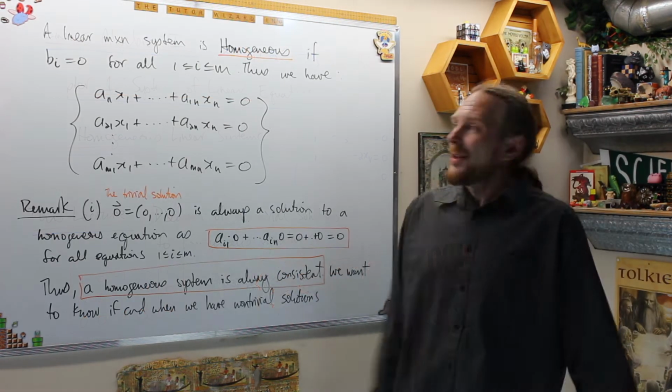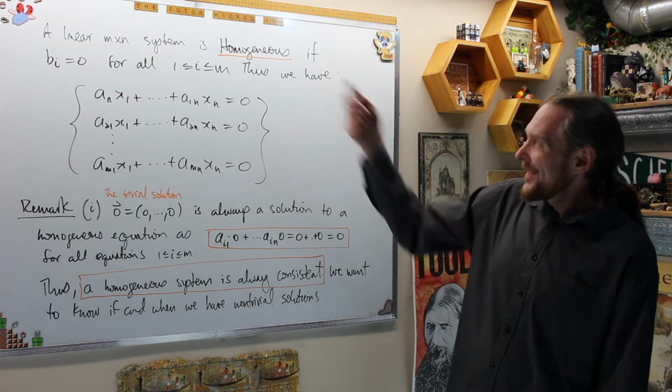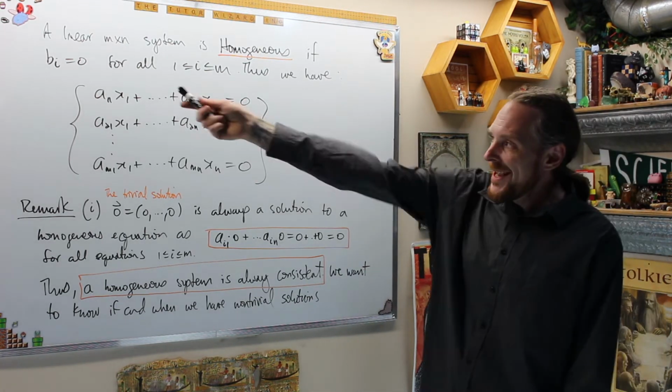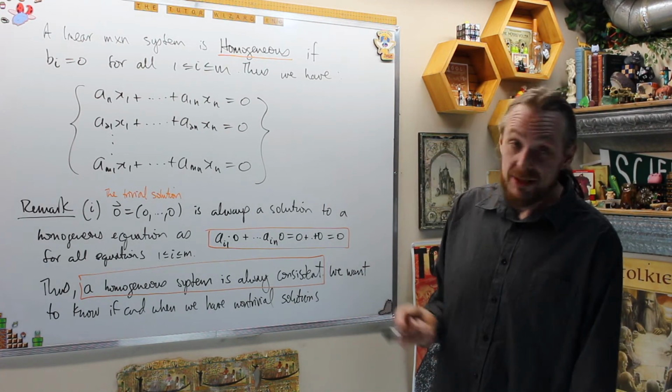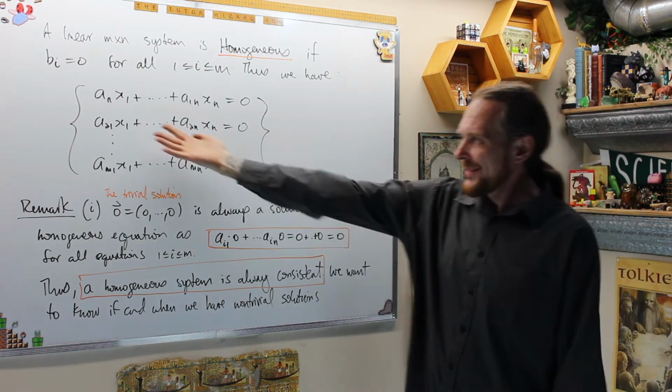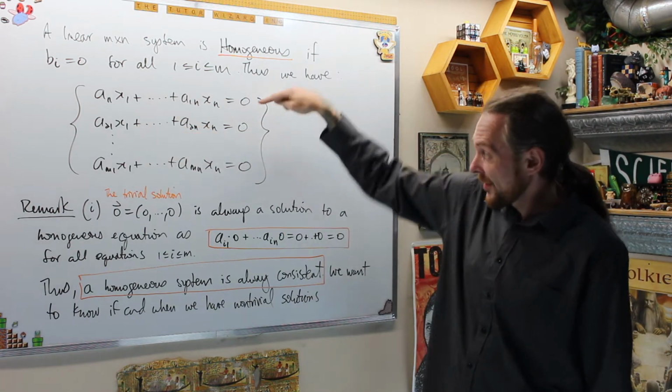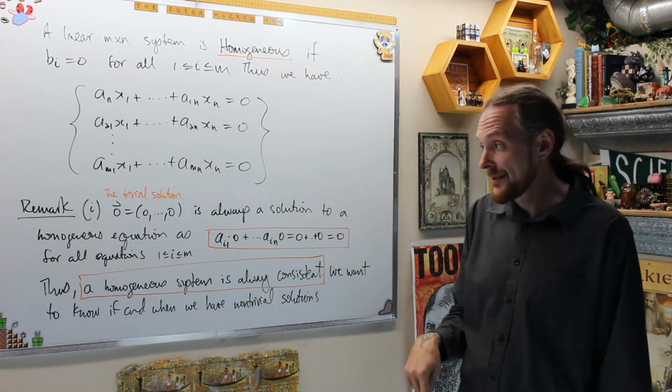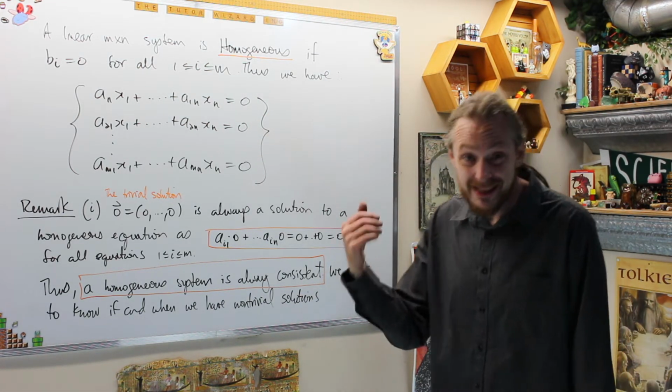Let's do that. A linear n by n system is called homogeneous if the b_i's are all zero, if the right-hand side of each equation is zero. Therefore, we get the general form. It's going to look exactly like any other linear system, except we mean that the right-hand side is zero in all cases. This is the type of system which is always consistent.